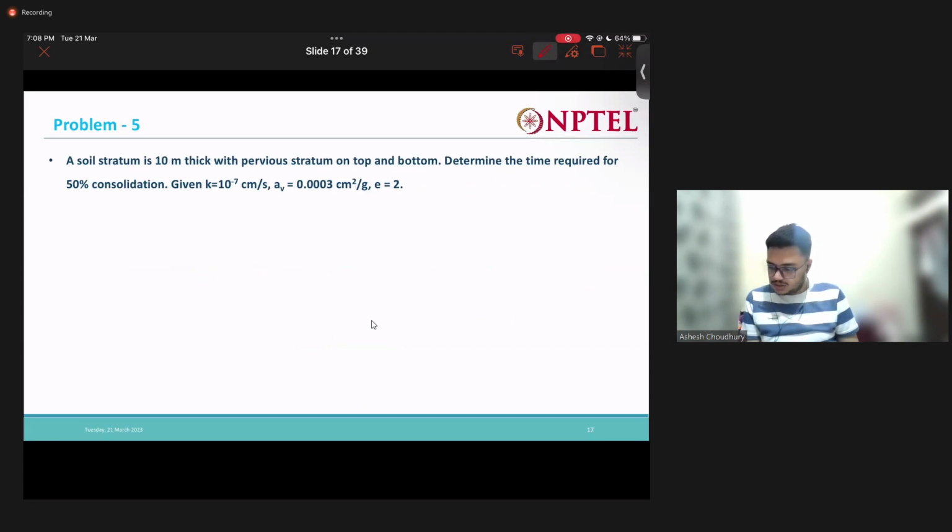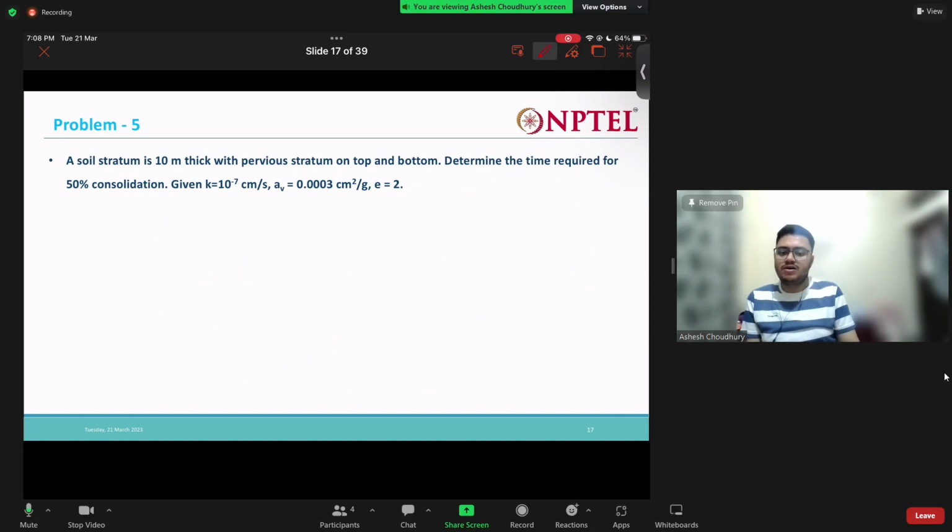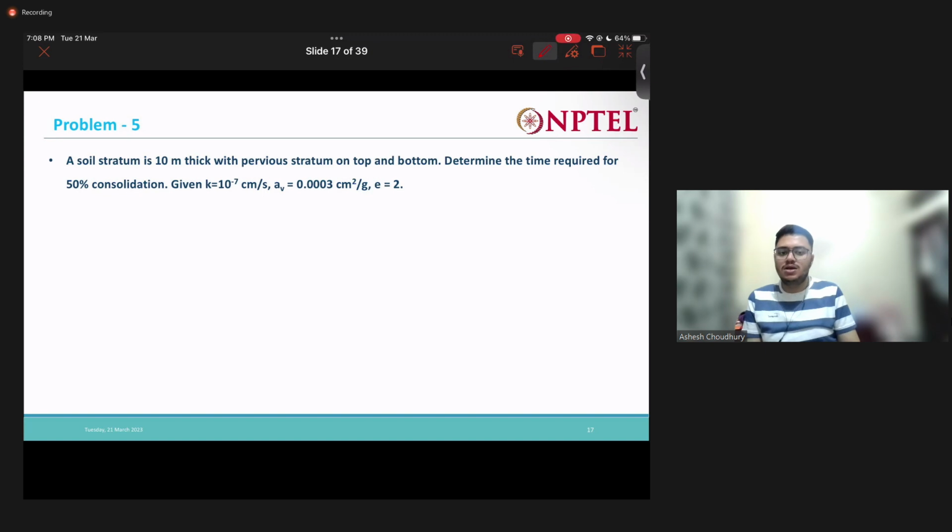Let us go to the next problem. A soil stratum is 10-meter thick with pervious stratum on top and bottom. It's again double drainage. Determine the time required for 50% consolidation, given k is equal to this much, av this much, e is equal to this. Please solve this one yourself, then I will solve. This one is exactly the same as before, so it's very easy.